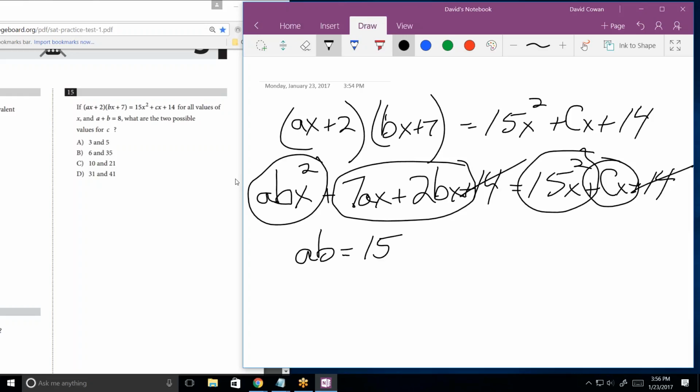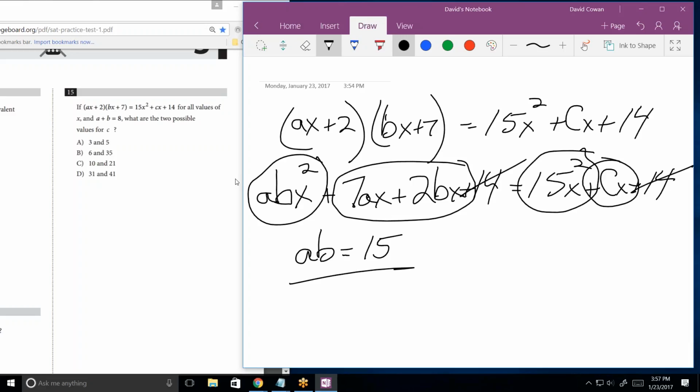Factor out an x. If it's 15 and you know that a plus b equals 8, 3 plus 5 is 8, and 3 times 5 is 15. Okay, cool. You got ahead of me, but that's fine. I'm glad to see it. So 3 and 5? Yeah, 3 and 5, possible answers. I was getting there. No, you're good.